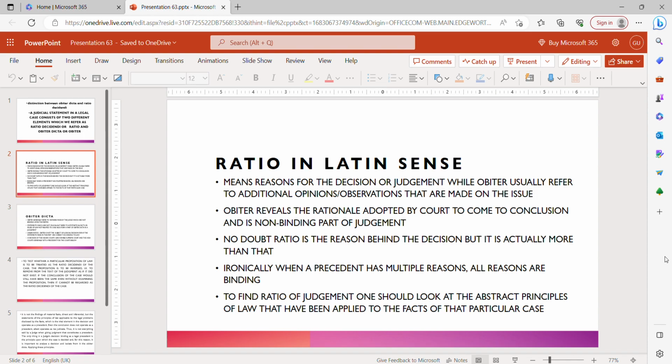Ironically, when a precedent has multiple reasons, all reasons are binding. To find the ratio of a judgment, one should look at the abstract principles of law that have been applied to the facts of that particular case.